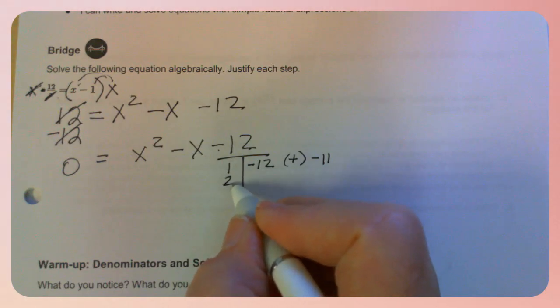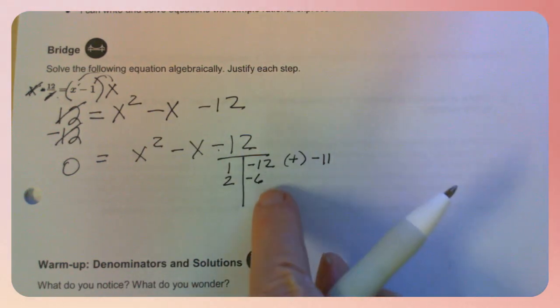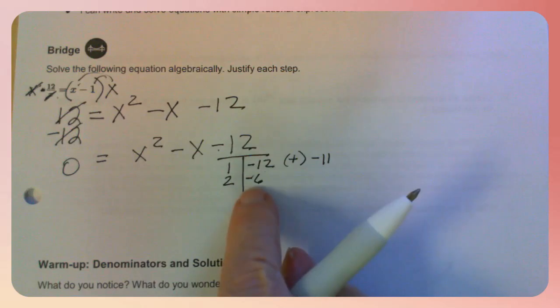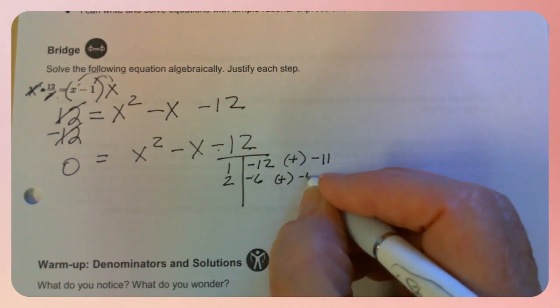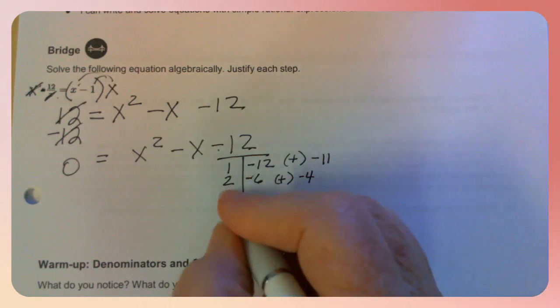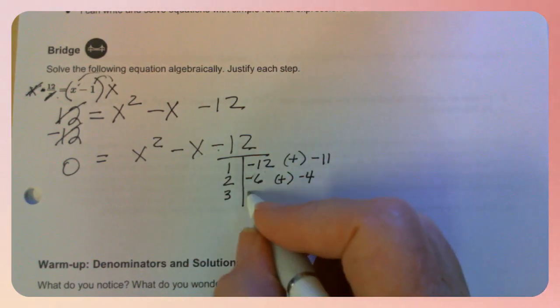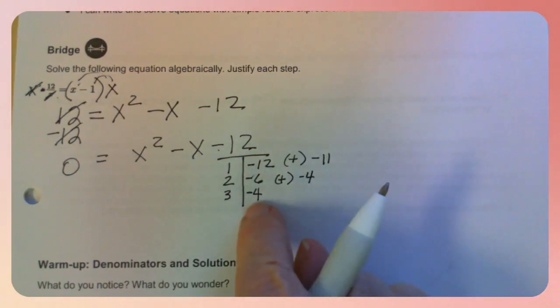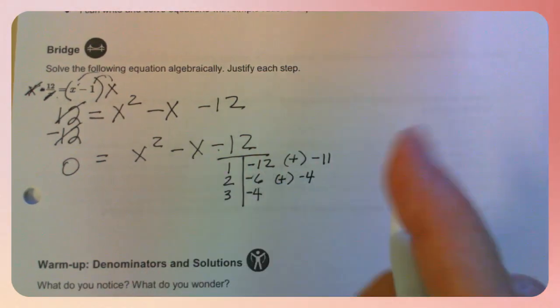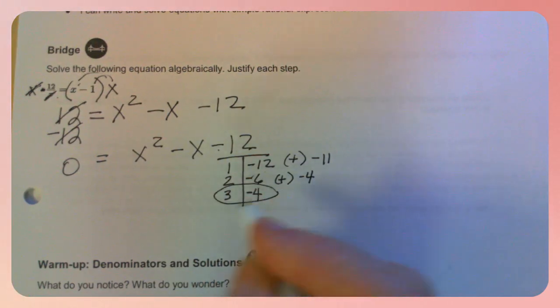So I'm going to move to 2 times negative 6. That multiplies to give me negative 12, but it adds to give me negative 4. Now I'm going to try 3 times negative 4. It does multiply to give me negative 12, and it does add to give me negative 1. So I've found the two numbers that I need.